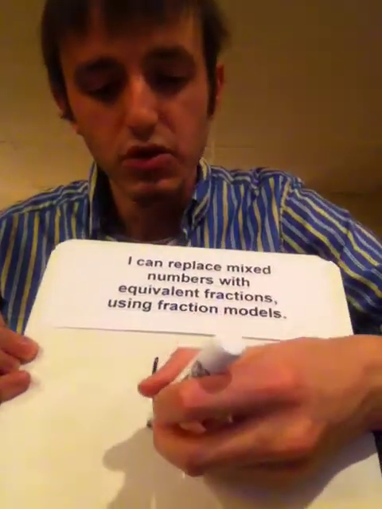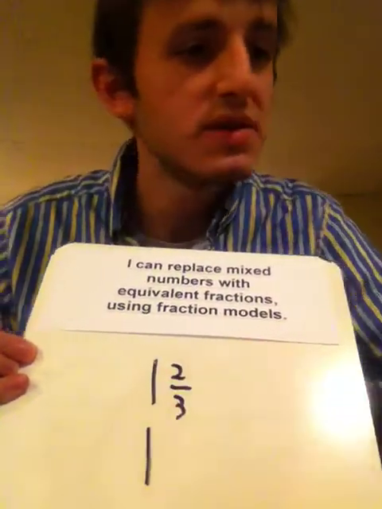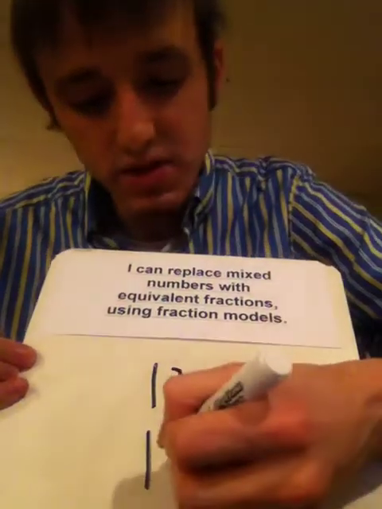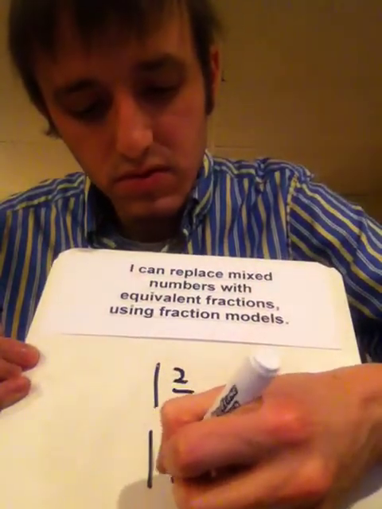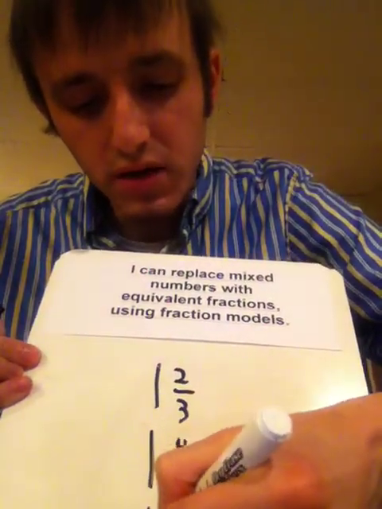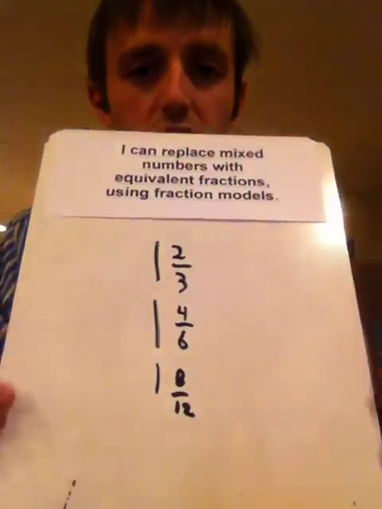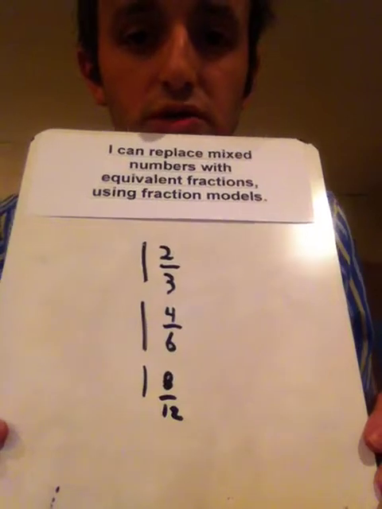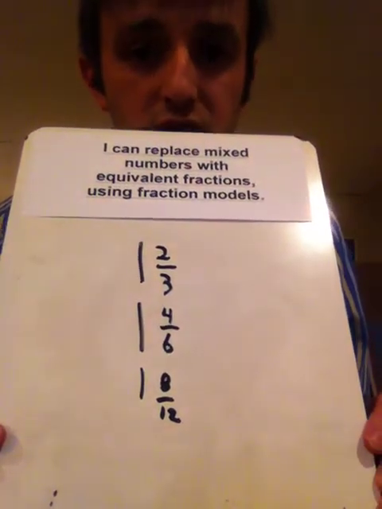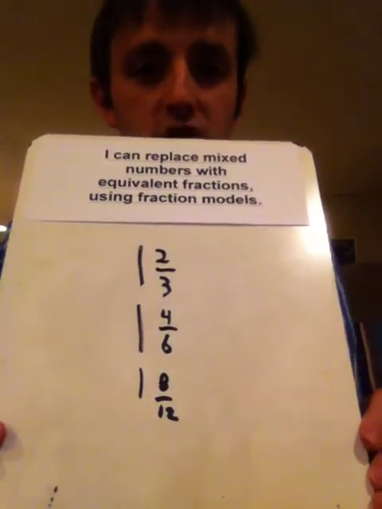So you could do 1 and 4/6 as an example. Or 1 whole and 8/12. These are all the ways you could use fraction models to find equivalent fractions. Hope I've challenged you after this lesson.